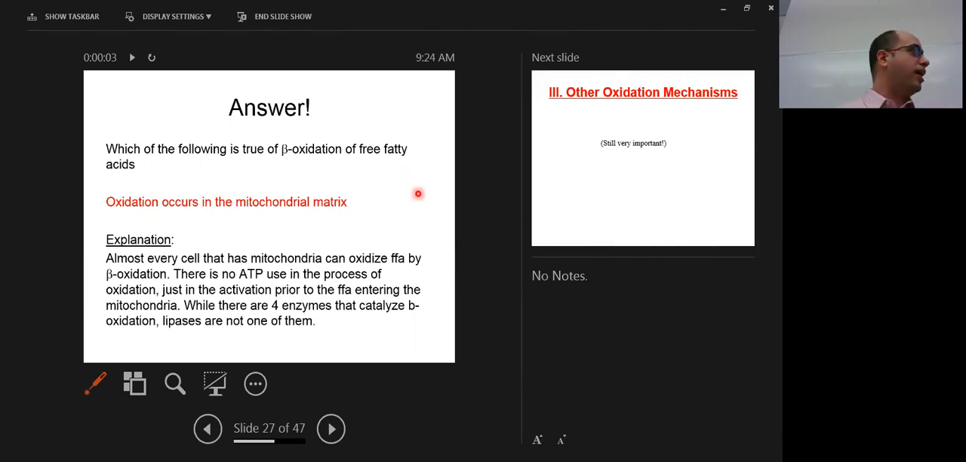So before we move on to the other types of oxidation and the conditions in which they are used, are there any questions about beta oxidation?